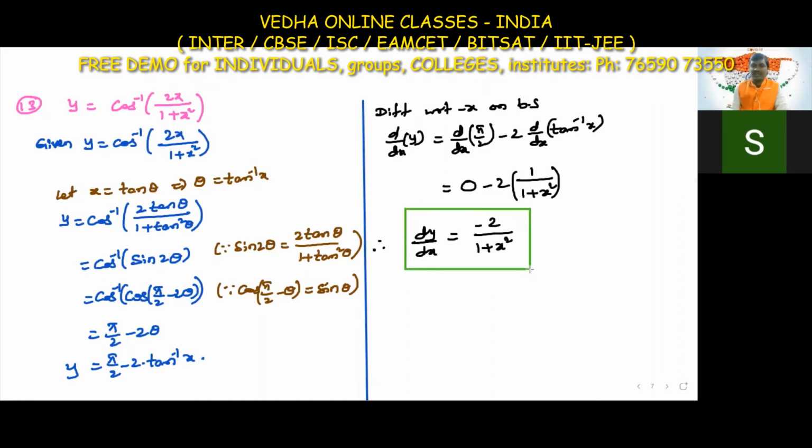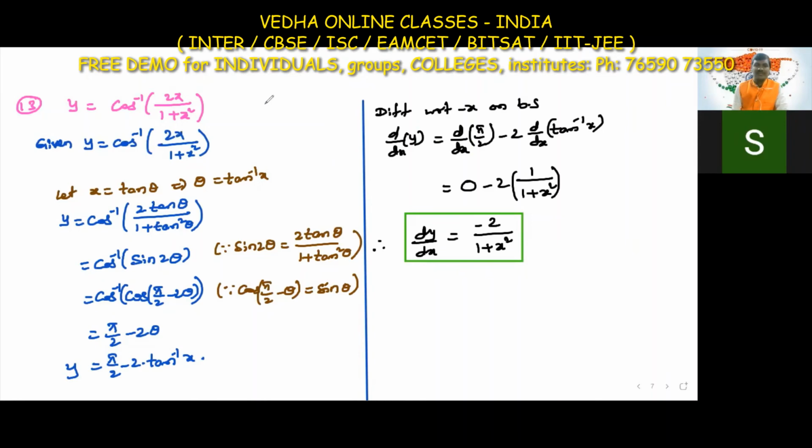So what is the final answer? Minus 2 divided by 1 plus x square is the required solution for dy by dx. Can you explain again? From where? From the starting.